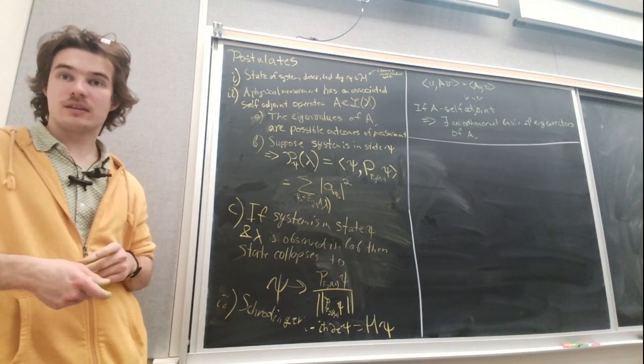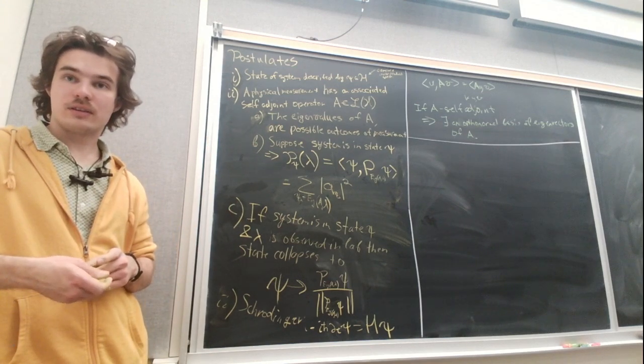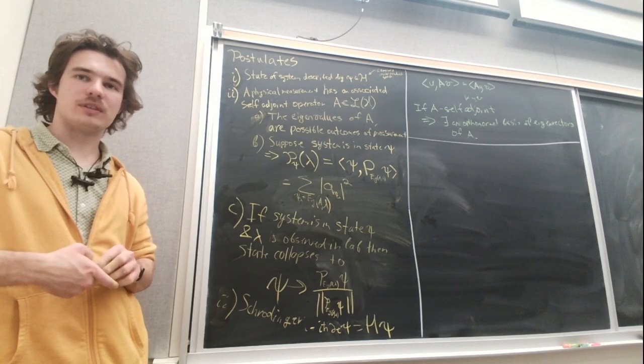Question. Probabilities of you measuring, not the probabilities of you just knowing what might happen. What do you mean? What's the difference there?